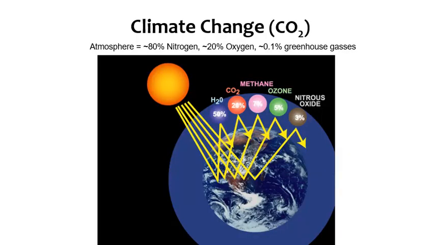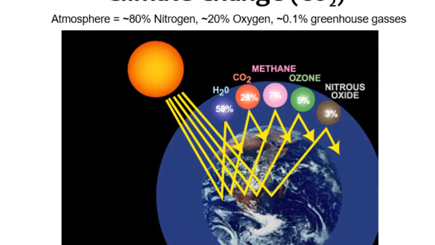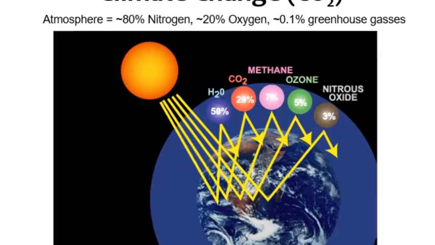Let's talk about greenhouse gases. We mentioned in the nitrogen cycle that nitrogen makes up about 80% of the atmosphere. Oxygen makes up another 20%. So just a tiny fraction of the atmosphere, about 0.1%, are greenhouse gases. Those gases are pretty powerful, allowing energy from the sun into the atmosphere to warm the planet, but limiting the loss of energy that radiates off the planet. The greenhouse gases trap energy and keep the planet warm.